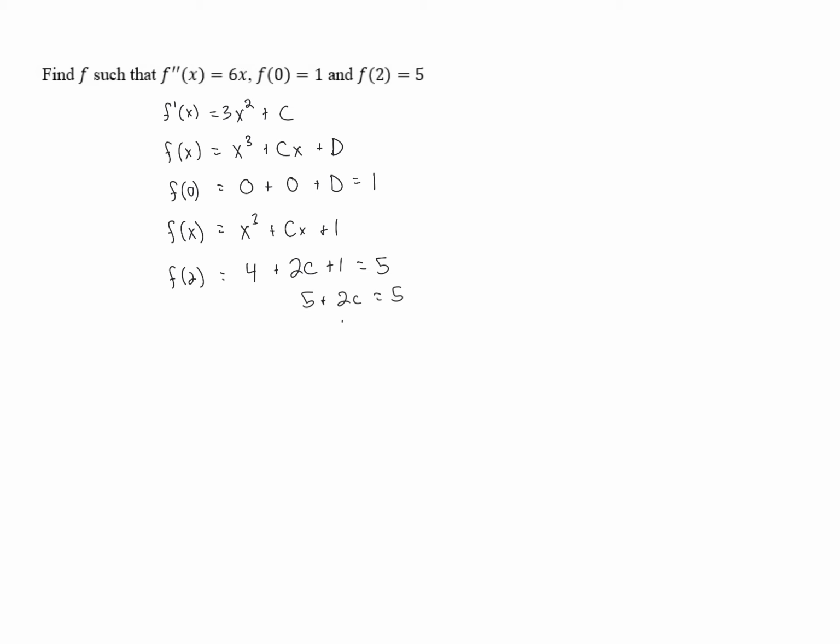If we subtract 5 from both sides, 2c is 0. Divide by 2, c is 0. So that constant is actually equal to 0. And so that tells us that our f of x is just going to be x cubed plus 1, because 0 times x is just 0. That term goes away. And so we've got our function, x cubed plus 1.